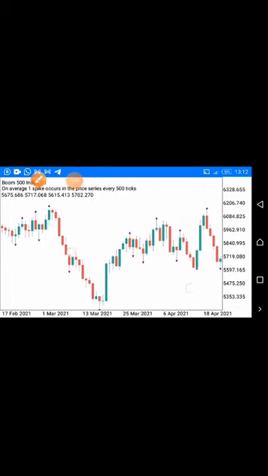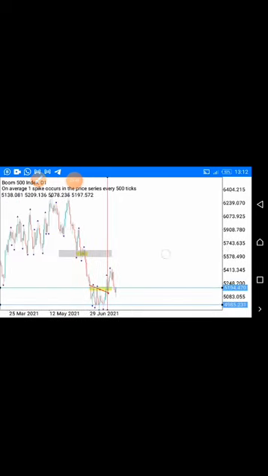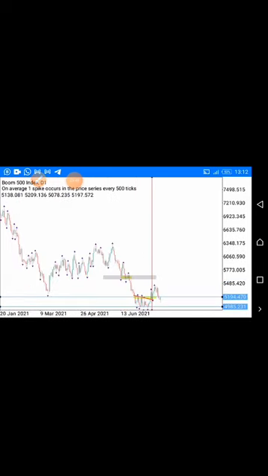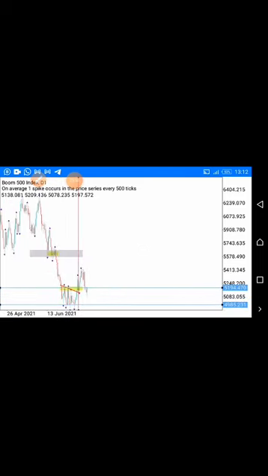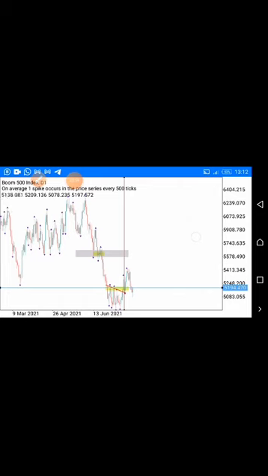So you know that this is a major zone. When it broke it here, you can see here. Let me remove this so that it doesn't confuse us.